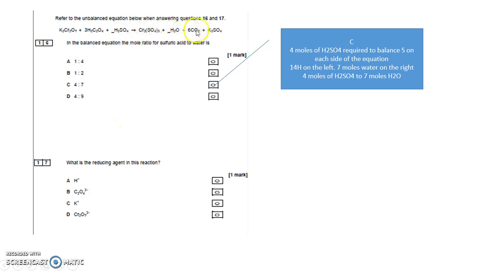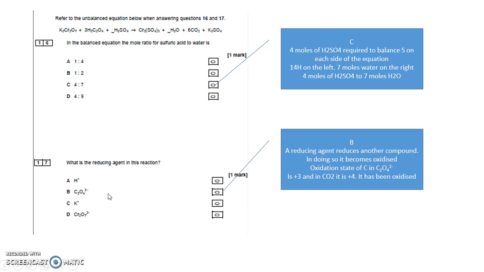What does it become? It becomes CO2. So what is it in CO2? Well, oxygen's a minus 2, no charge left over. 2 times minus 2 is a minus 4, no charge left over. The carbon is in plus 4. So it's gone from oxidation state plus 3 up to plus 4. If it goes up in oxidation state, it's been oxidized. It will cause something else to be reduced. C2O4 2 minus is the reducing agent because it's being oxidized. It's causing something else to be reduced. Answer B.